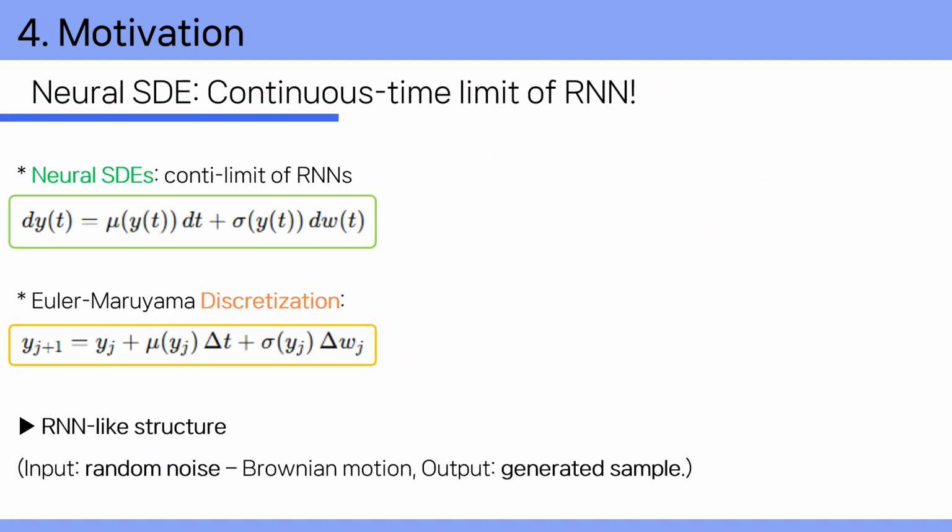As with other cases, a numerically discretized neural stochastic differential equation also has a natural correspondence in the deep learning literature. Similar to neural CDEs, the closest analogy is an RNN, but here the input is random noise and the output is a generated sample.